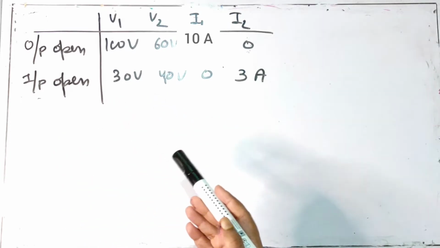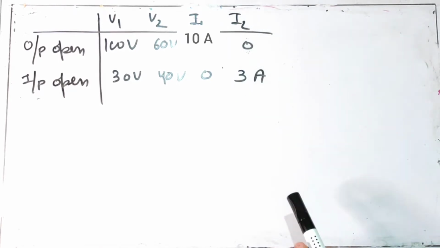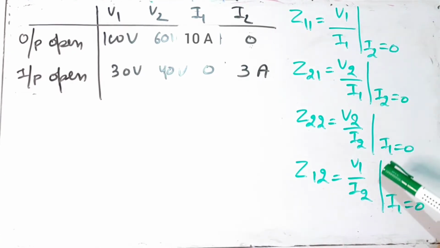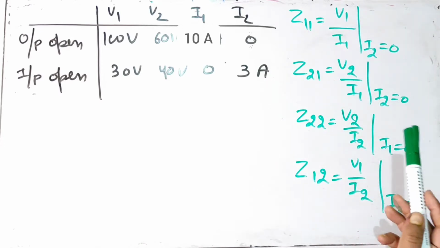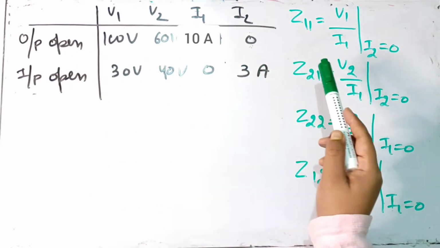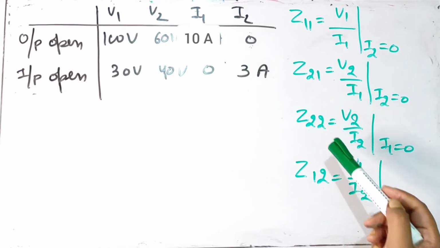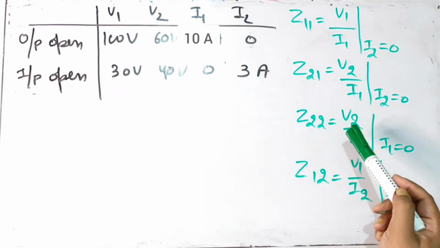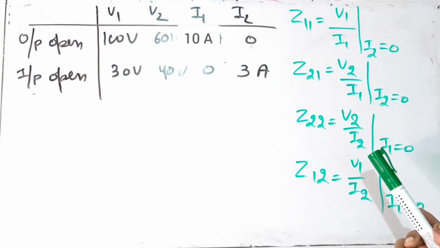Now I have to find out Z parameters. So first let's write down all the Z parameter formulas and then we'll solve accordingly. So here we have all the Z parameter formulas with us. We see that in order to find Z11 and Z21 parameters, I2 has to be 0, which means when output is open, then we'll be able to find out Z11 and Z21 parameters. In order to find out Z22 and Z12, I1 has to be 0. Means when input is open, then we'll find out Z22 and Z12. So let us just simply put the values and find out the answers.